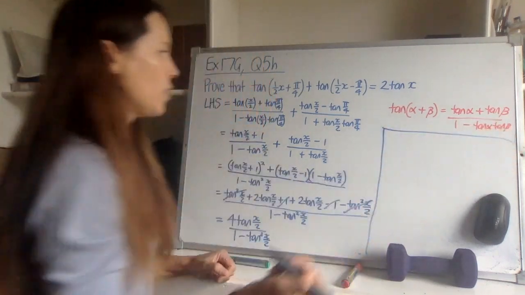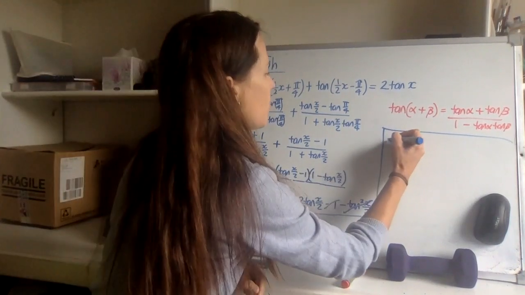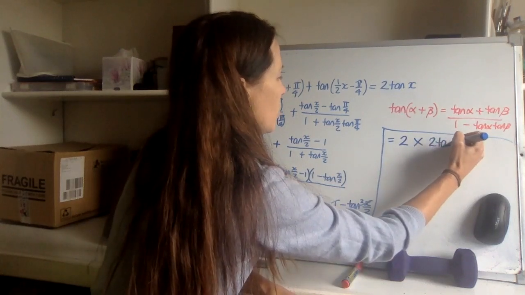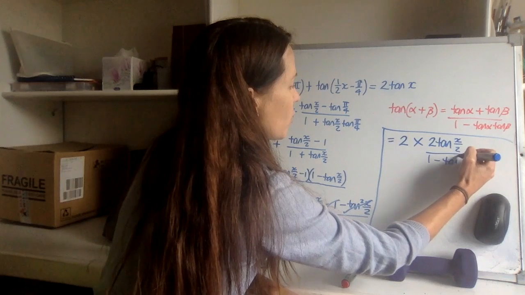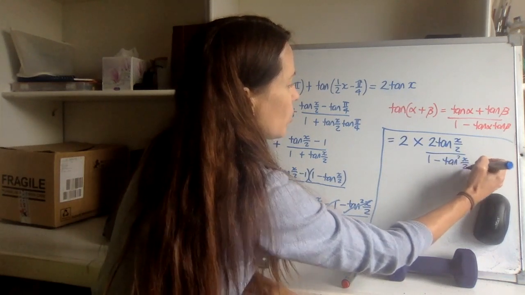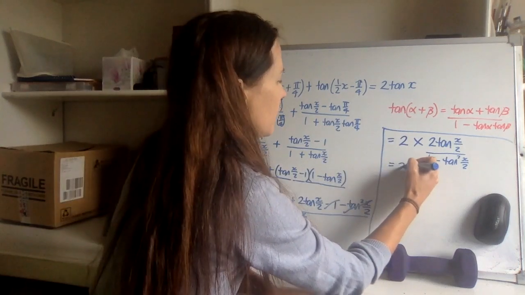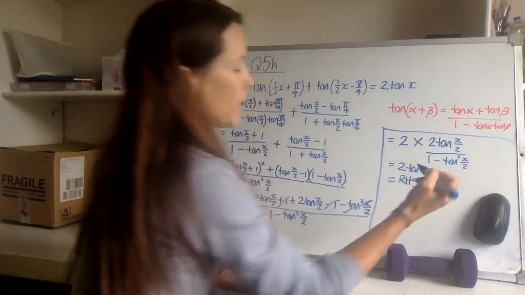So continuing on over here, if I just take a 2 out of this, I can see that what I've got is 2 times 2 tan x on 2 over 1 minus tan squared x on 2. And this whole formula here is actually just the tan of x. So we're there, and it equals the right-hand side, and we're done.